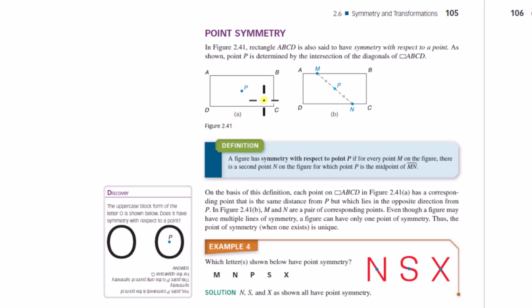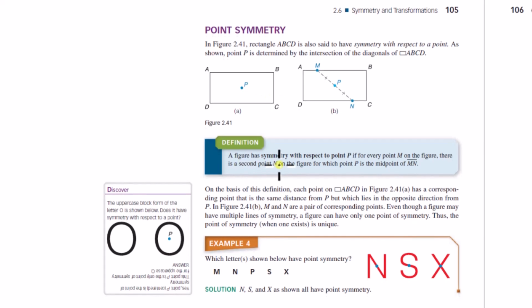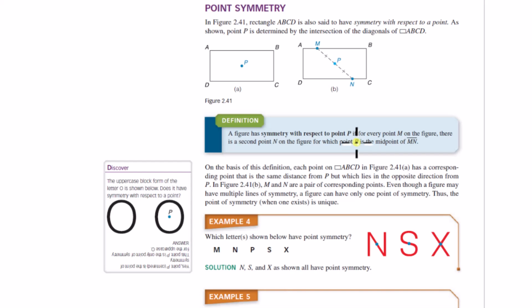Okay, so it's going to be a similar idea with respect to symmetry about a point, in that every single point on the figure is going to have a corresponding point with respect to point P. But we just need to understand what exactly it means for 2 points to be corresponding with respect to not a line in this case, or an axis, but a point. All right, so a figure has symmetry with respect to point P if for every point M on the figure, there is a second point N on the figure for which point P is the midpoint of segment MN.